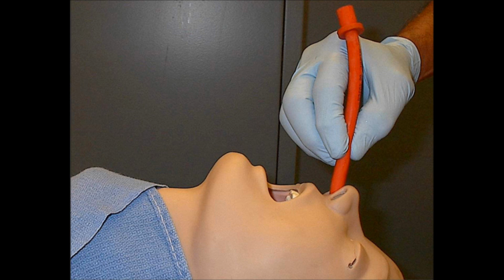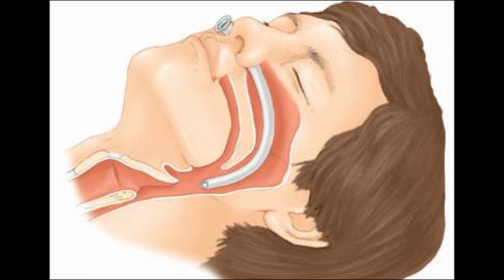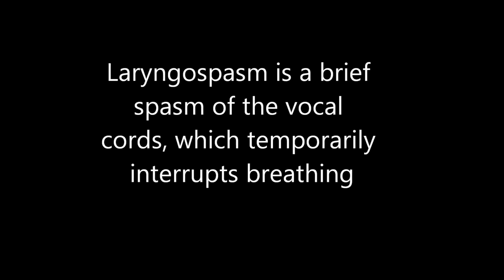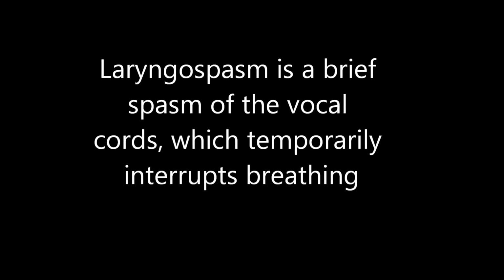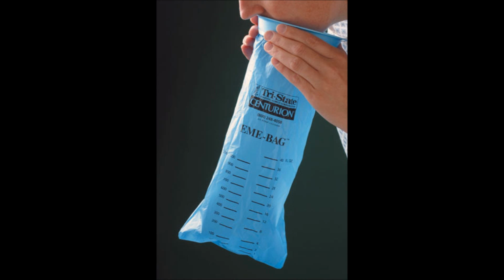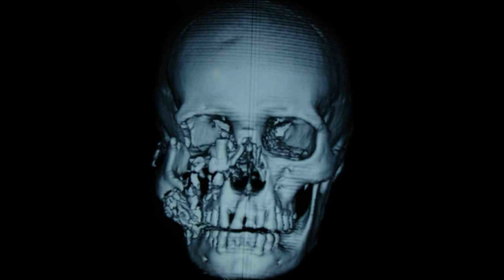So what could happen if you improperly choose the wrong size of NPA? It may enter the esophagus. With active ventilation such as bag mask ventilation, the NPA may cause gastric inflation and possible hypoventilation. Also, an NPA may cause laryngospasm and vomiting, even though it is commonly tolerated by a semi-conscious patient.